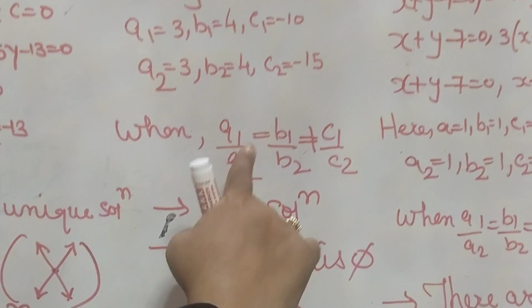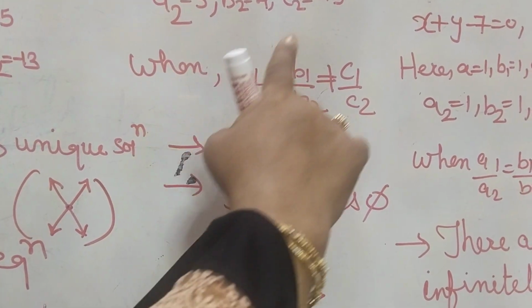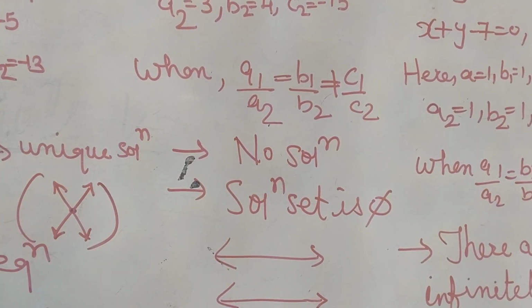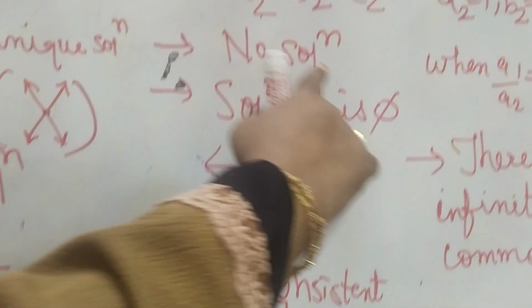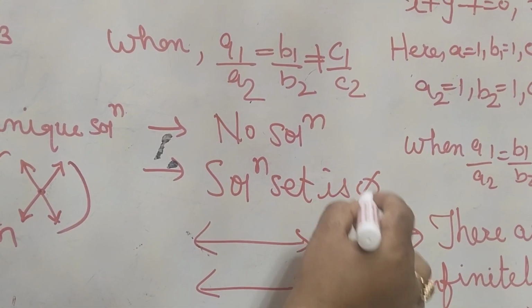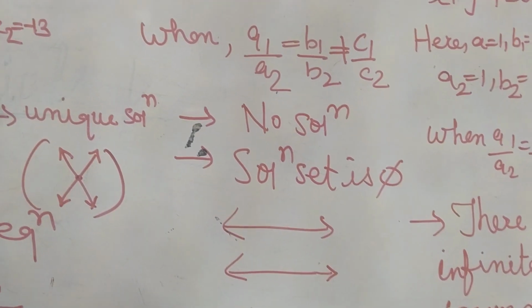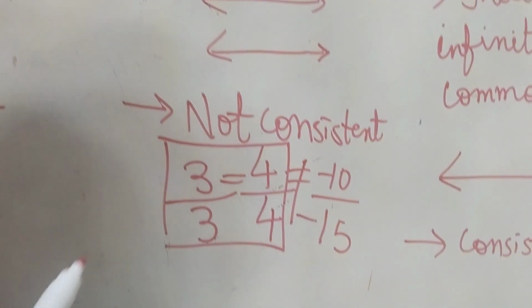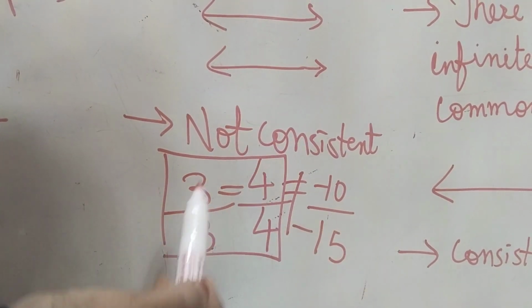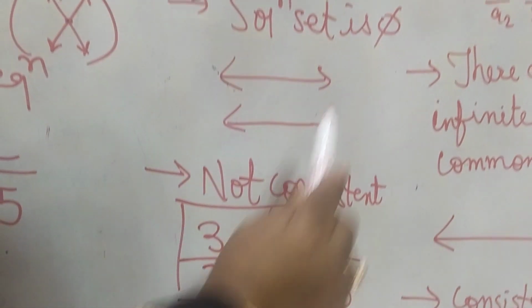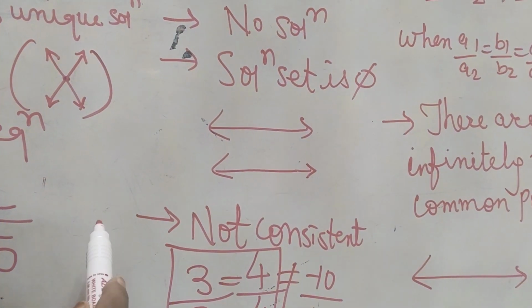Okay, by seeing this a1 upon a2, b1 upon b2 equal and not equal to c1 upon c2, you will come to know the nature of the graph is parallel, means it does not have any solution, no solution. Solution set is null set. Okay, so what type of graph, it is a non-consistent. What do you mean by consistent? Consistent means which has at least one solution. You will not get any solution when the nature of the graph is parallel.